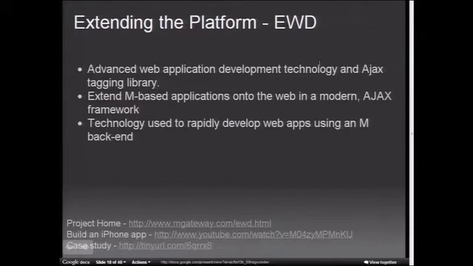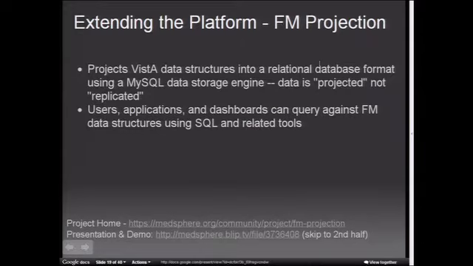There's a platform called EWD that provides a way to extend existing MUMPS applications into the web world. They have an AJAX framework that can be used. And FM Projection is a FileMan projection utility. We wrote a MySQL storage engine that understands FileMan, connects to a VistA server, and projects the FileMan structures into a relational format, if you will, for querying and extraction, et cetera. So just another way to get at the data.